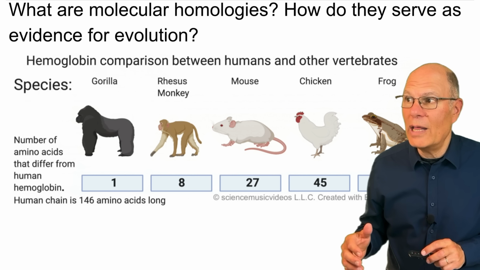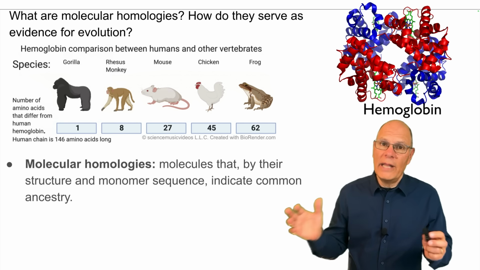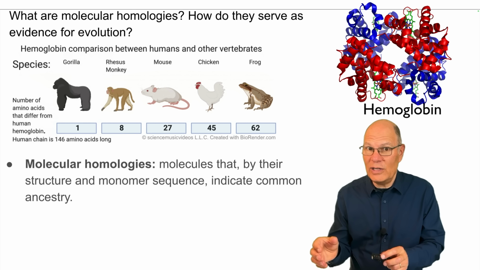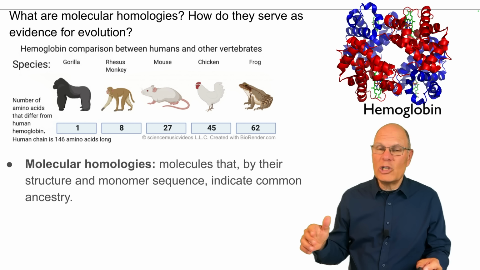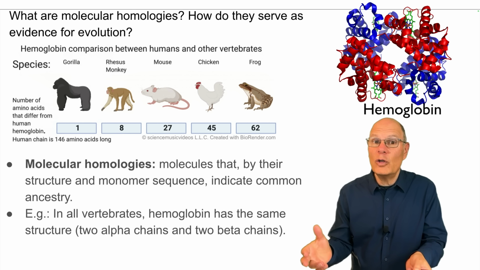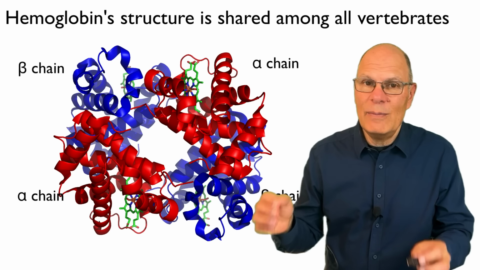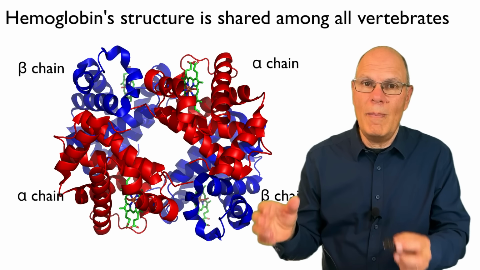What are molecular homologies? How do they serve as evidence for evolution? Molecular homologies are homologous features, but at the molecular level. They're molecules that by their structure and monomer sequence indicate common ancestry. All vertebrates, for example, have hemoglobin that has the same structure, 2 alpha chains, 2 beta chains.